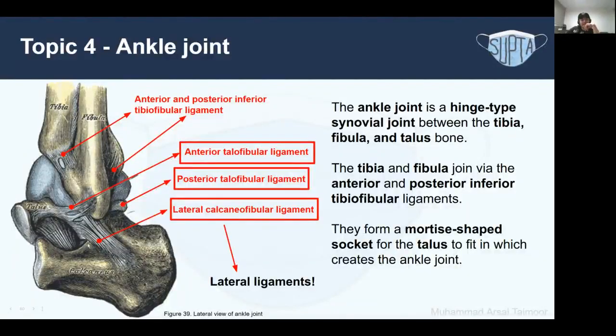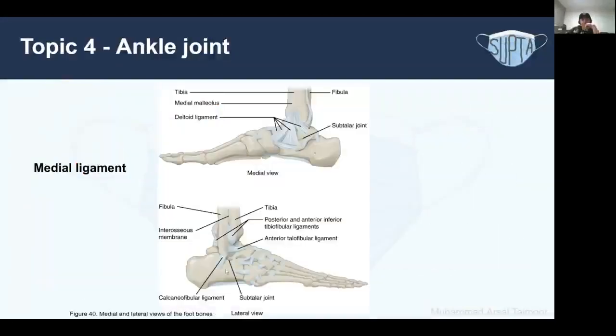That creates the lateral ligaments. So the anterior talofibular ligament, the posterior talofibular ligament, and the lateral calcaneofibular ligament form the lateral ligaments, and they stabilize the ankle joint. The medial ligaments are triangle shaped, and they fan out, and they're known as the deltoid ligaments. Basically, the medial ligament resists eversion, and then the lateral resists inversion.